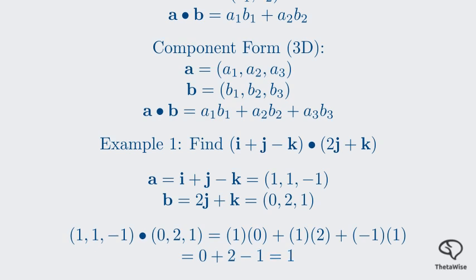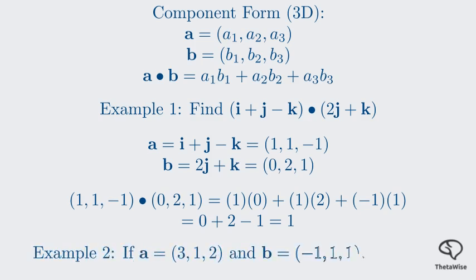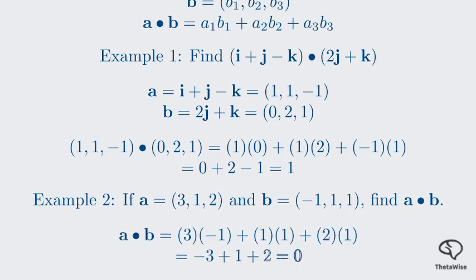Let's try another one with three-dimensional vectors. Let's find the scalar product of the vector A equals 3, 1, 2, and the vector B equals 1, 1, 1. Using the component formula, we have 3 times 1 plus 1 times 1 plus 2 times 1. This simplifies to 3 plus 1 plus 2, which equals 6. A result of 0 has a very important geometric meaning, which we will discuss next.